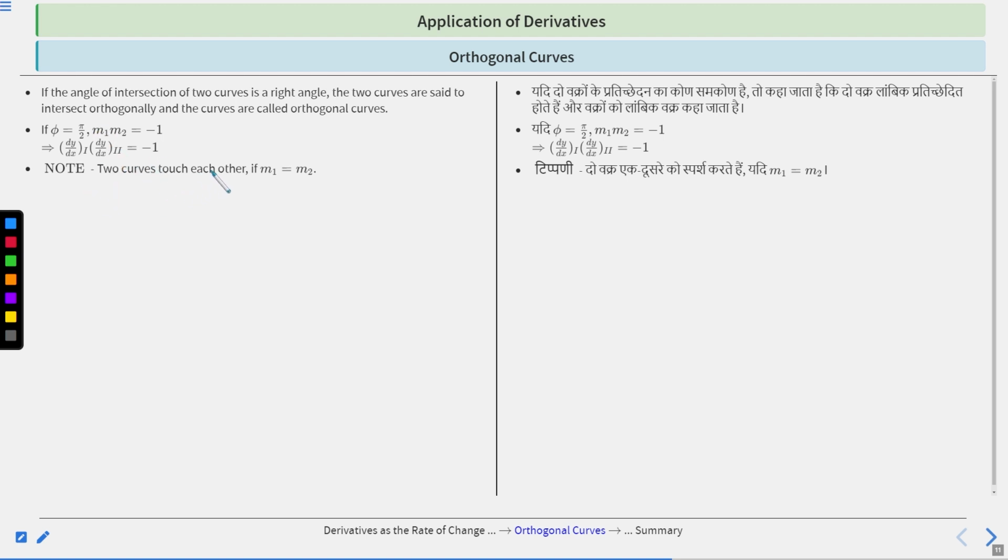Note, two curves touch each other if m1 is equal to m2. Clear? Two curves touch each other if m1 is equal to m2. Clear? You have to remember this. So this is orthogonal curves.